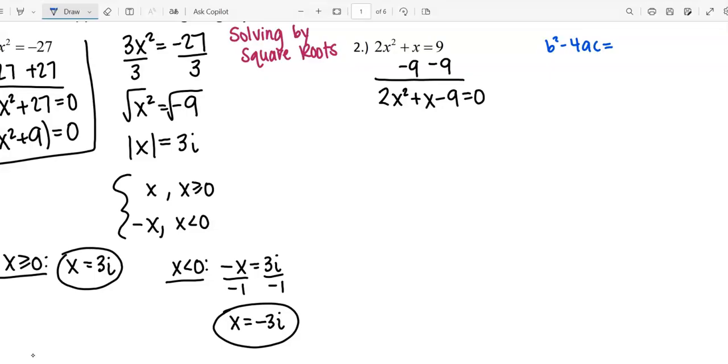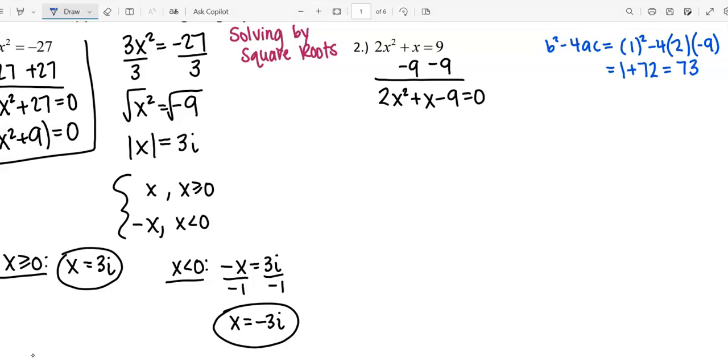What is b? 1, so this would be 1 squared minus 4 times what's a? 2. And then times c, which is negative 9. 1 squared is 1. Negative 4 times 2 is negative 8. Then multiply that by negative 9. Positive 72. And what's 1 plus 72? 73. What do you know about 73? It's a prime number.